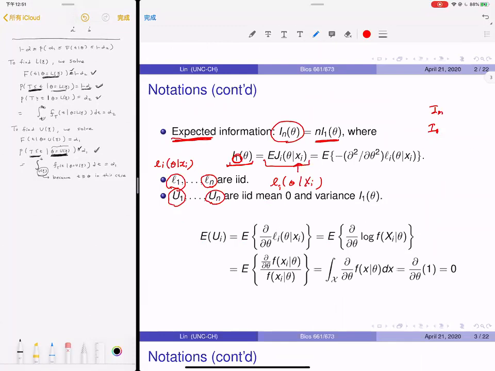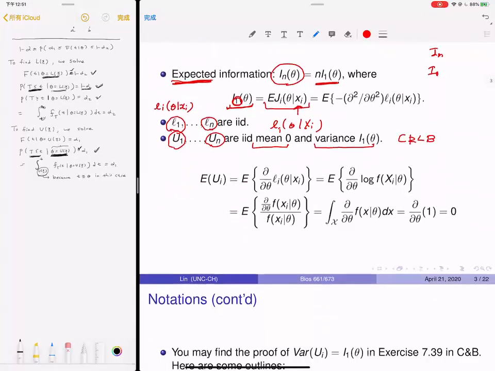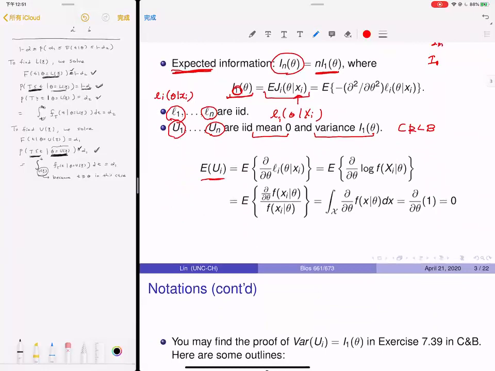We actually talked about it when we talked about Cramer-Rao, the CRLB. Number one, the mean is 0, then the variance is I1(theta). It's not hard to derive at all. For example, right here, it's the expected value of U_i, the mean of U1. You know that already. I keep saying it when we talk about CRLB. That's exactly the derivation of the score function U1. This is the definition of the score function U1.